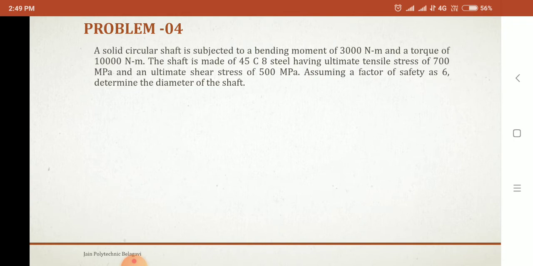Now, as per the problem, the shaft is subjected to the bending moment as well as the torque. It is the case of the combined loading. Along with that, they have mentioned that it is subjected to ultimate tensile stress, that is sigma T equal to 700 and ultimate shear stress as 500 megapascal.